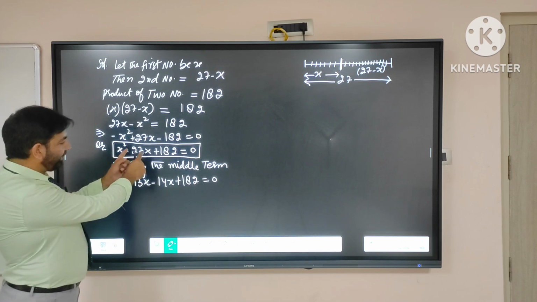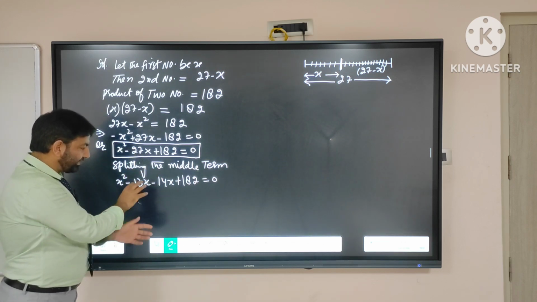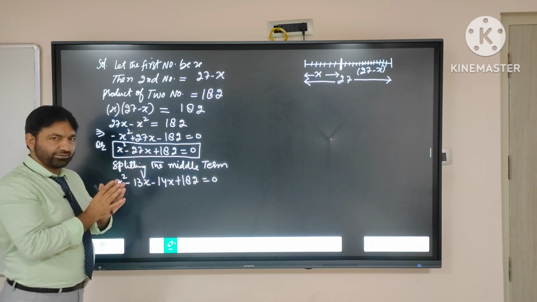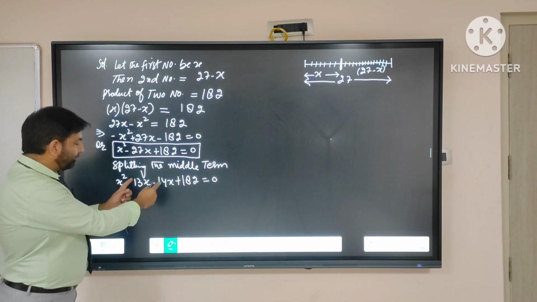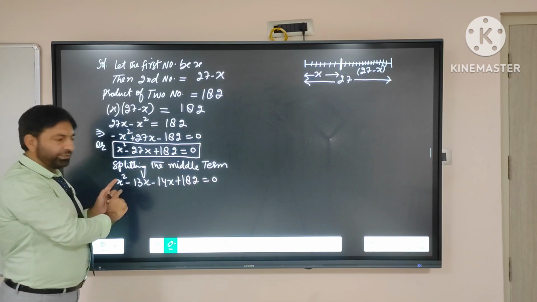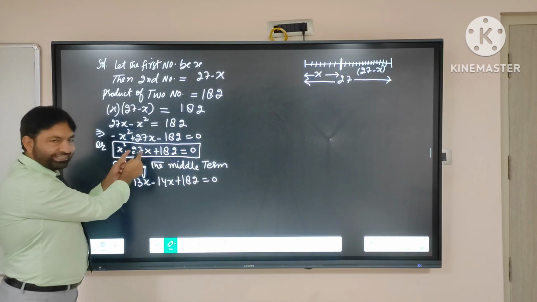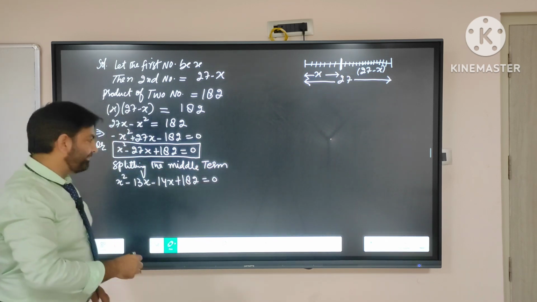I have split 27x into 13x and 14x. I can split it differently, but the product should be equal to the product of the last and first term, and the sum should be equal to this. Here I will not teach this, I will only show how to split the middle term.